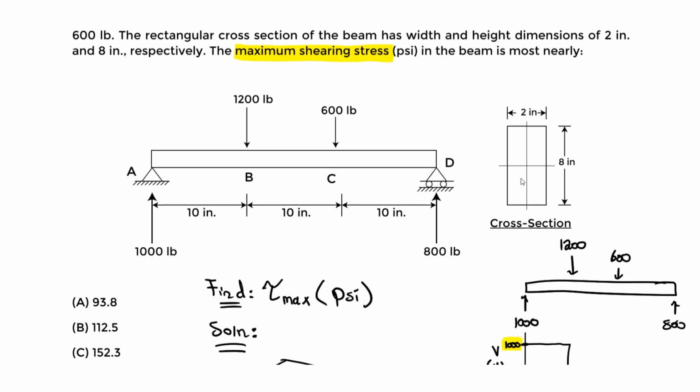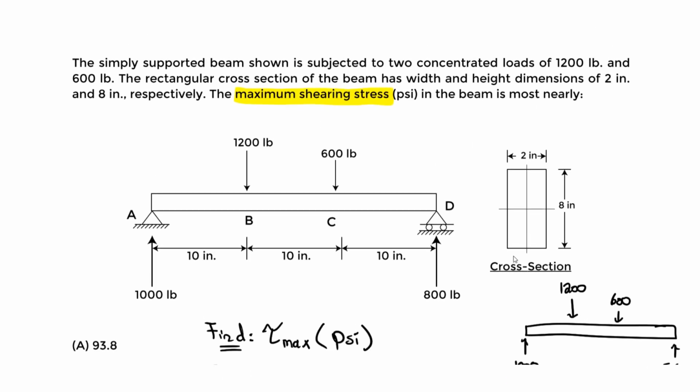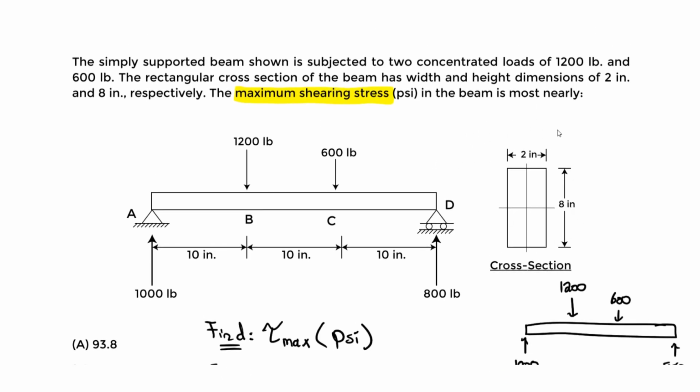So where is the shear stress to be determined? Let's focus on the cross-section. It's where the maximum shear stress occurs. So now you have to think about the shear stress distribution, not the normal stress distribution. That's different. We know the shear stress distribution for a simple shape like this is parabolic, and its maximum is at the neutral axis.